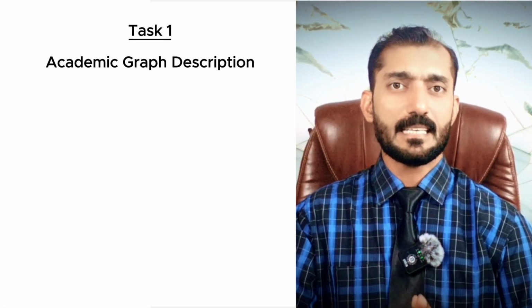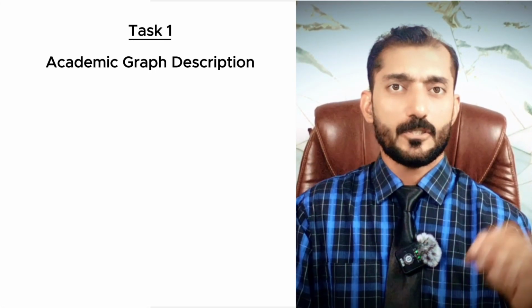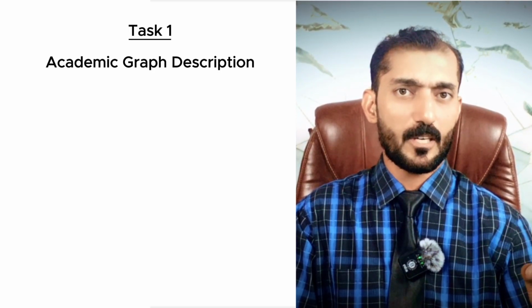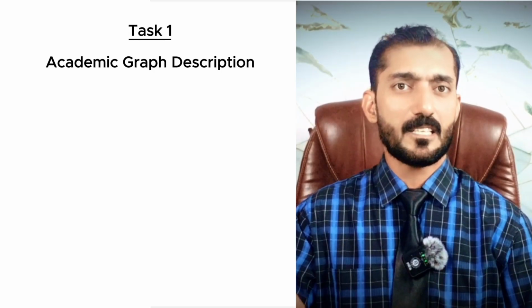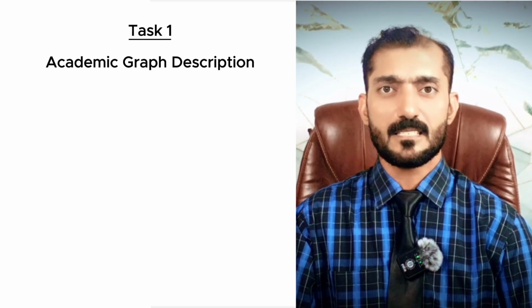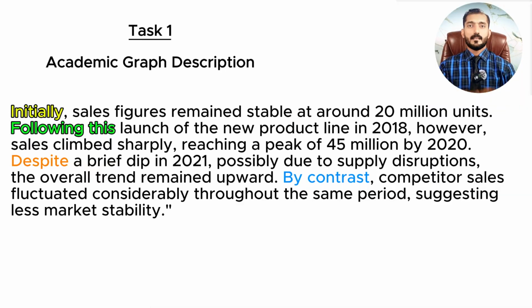In task 1, linking devices are used differently. You use sequence words to describe trends over time, contrast words to compare groups, and result words to describe changes. Let me show you how. Look at this sample task 1 paragraph. The linking words used in this paragraph such as initially, following this, despite, and by contrast show the examiner that you understand the data story, not just the numbers, and they help connect the data logically and naturally.